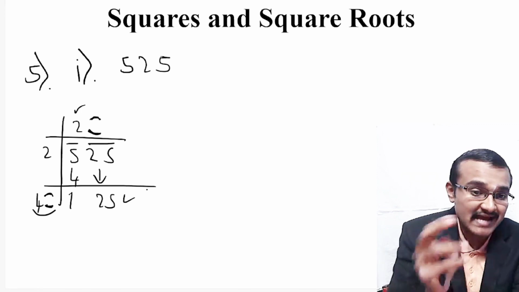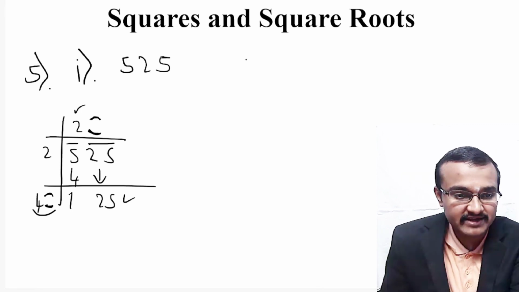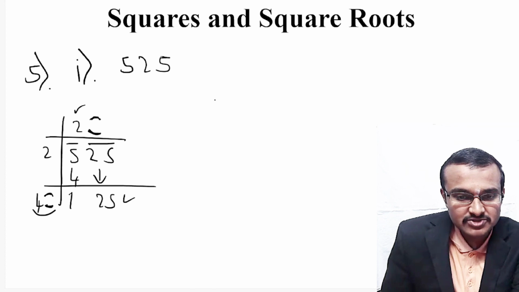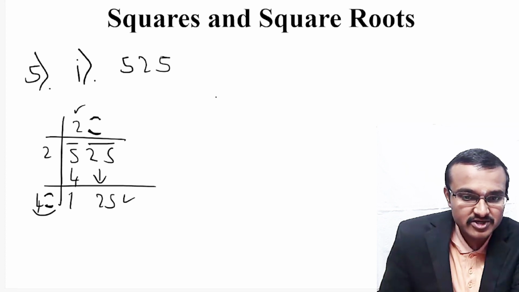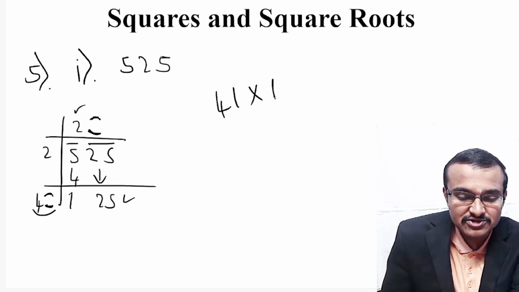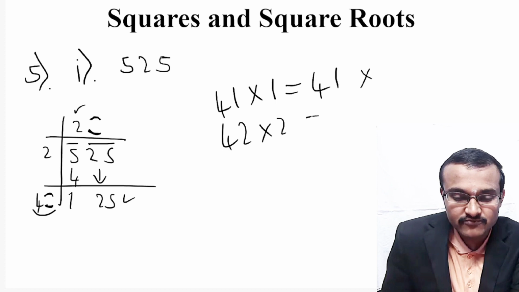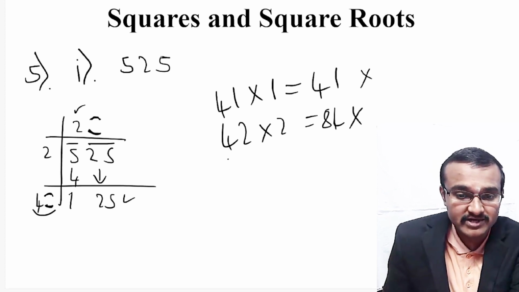And then you should actually add that number to 525. Let me explain that. When you substitute 1 in this particular place, it will become 41. Then you multiply this with 1, that will be 41. So 41 is not near to 125. Next is 42. 42 into 2 will be 84. That is also not equal to 125.